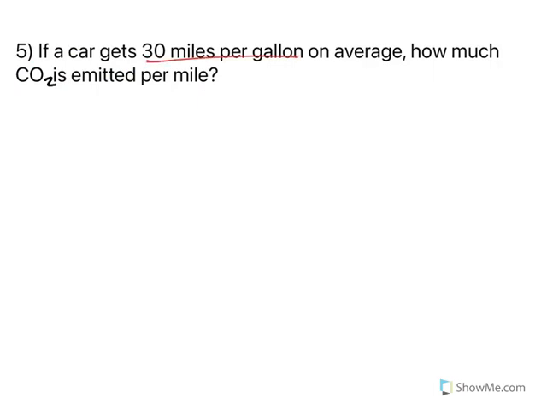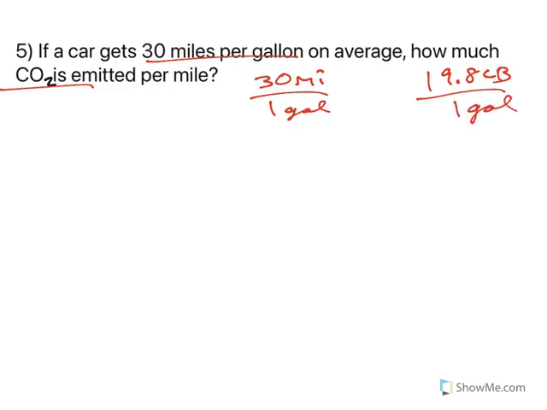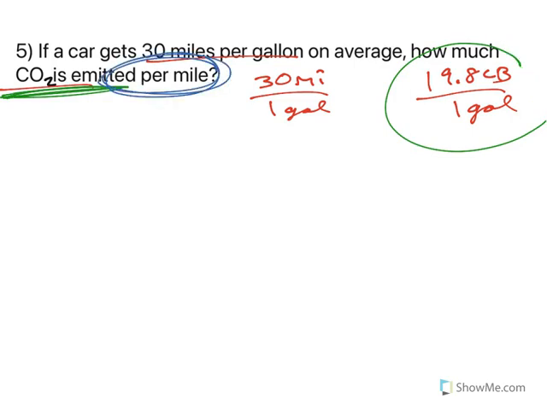Same basic idea here. We have 30 miles per gallon. We're talking CO2, which is 19.8 pounds per 1 gallon, so you also have to pay attention. CO2 is emitted. You have to know that that means 19.8 pounds per 1 gallon. And then it says emitted per mile.